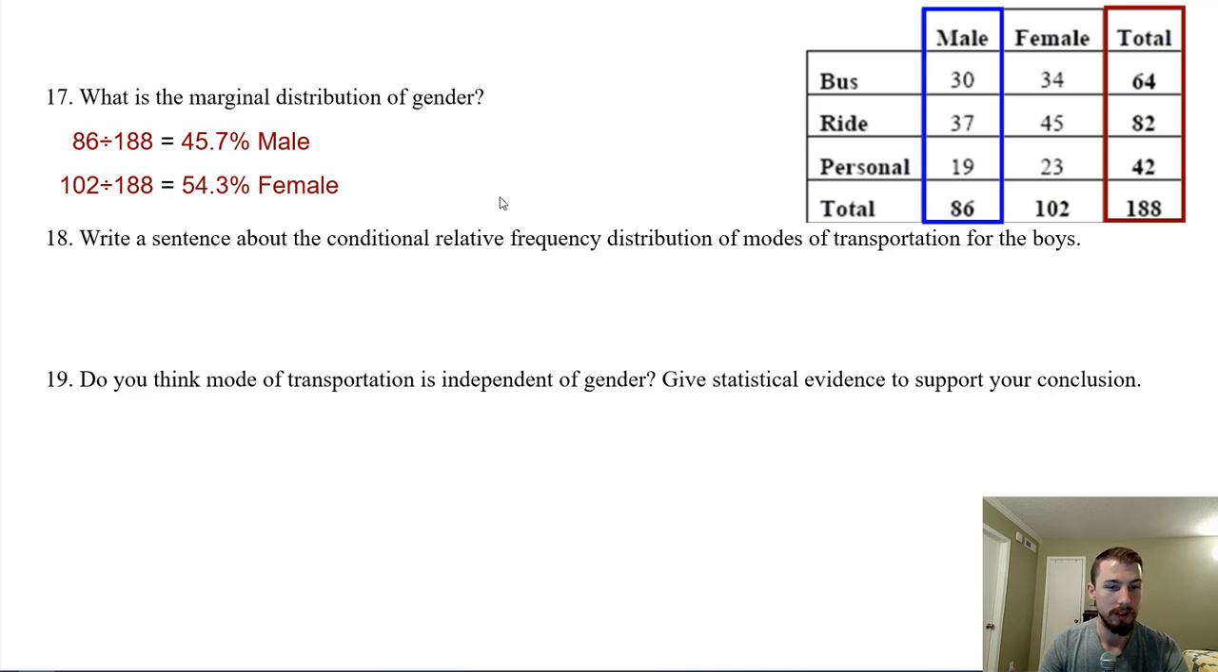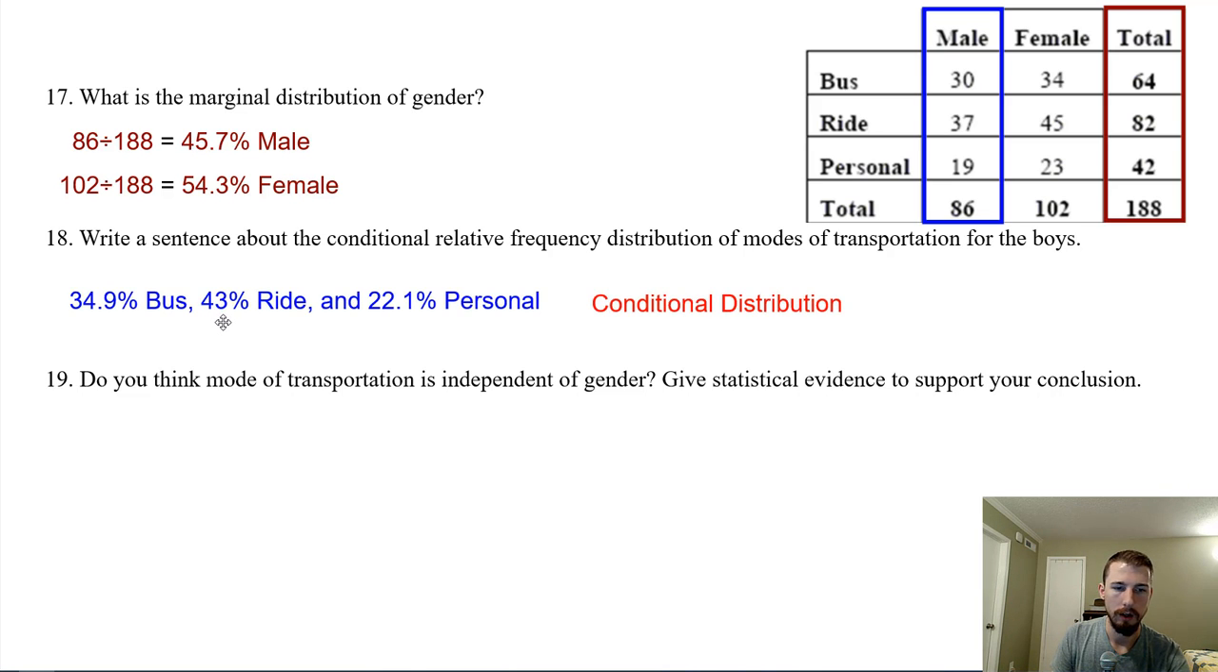All right, write a sentence about the conditional relative frequency distribution of modes of transportation for the boys. Now we're going to break it down to a conditional relative frequency for only the boys. We want to look at the distribution of their modes of transportation. We're going to do 30 out of 86, which will give us the percent for the bus, 37 out of 86, which will give us a percentage for riding, and then personal is 19 out of 86, and that'll give us the percent that were personal.